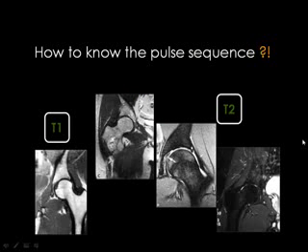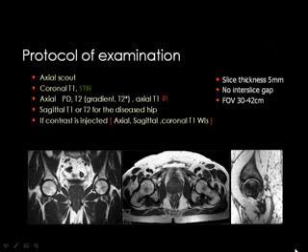Then how to know the pulse sequence for the non-radiologists. In the T1 weighted image, the bone marrow is bright because of the fat signal. In the T2 weighted image, it is less bright, and in the gradient image, it is less bright, and it is very dark in the STIR image. All these three images belong to the T2 weighted image, where the fluid will appear bright.